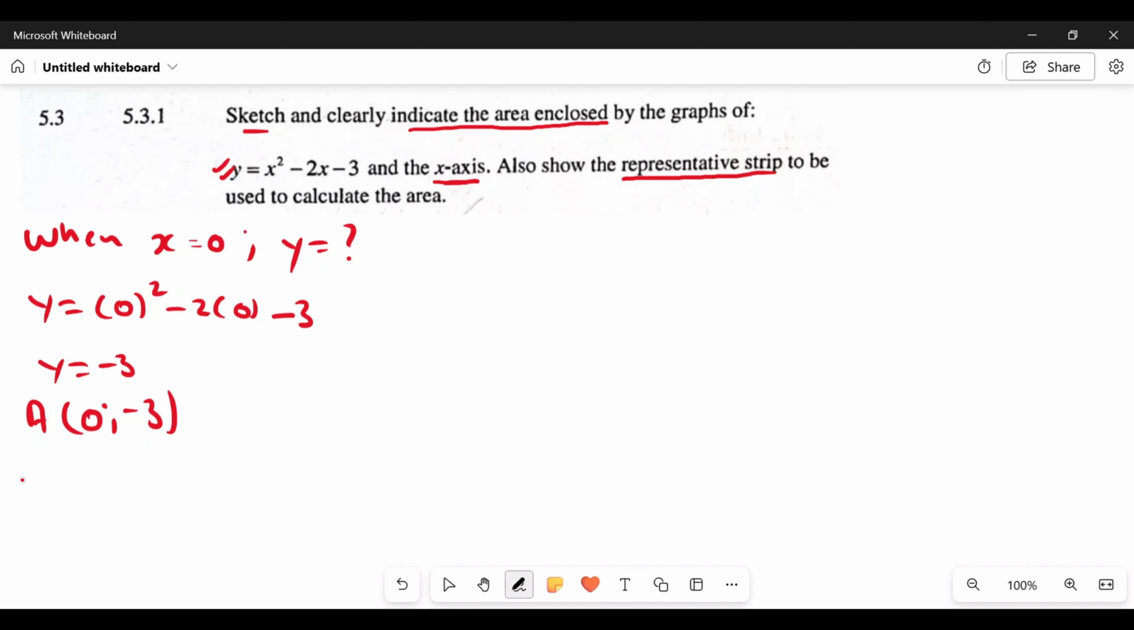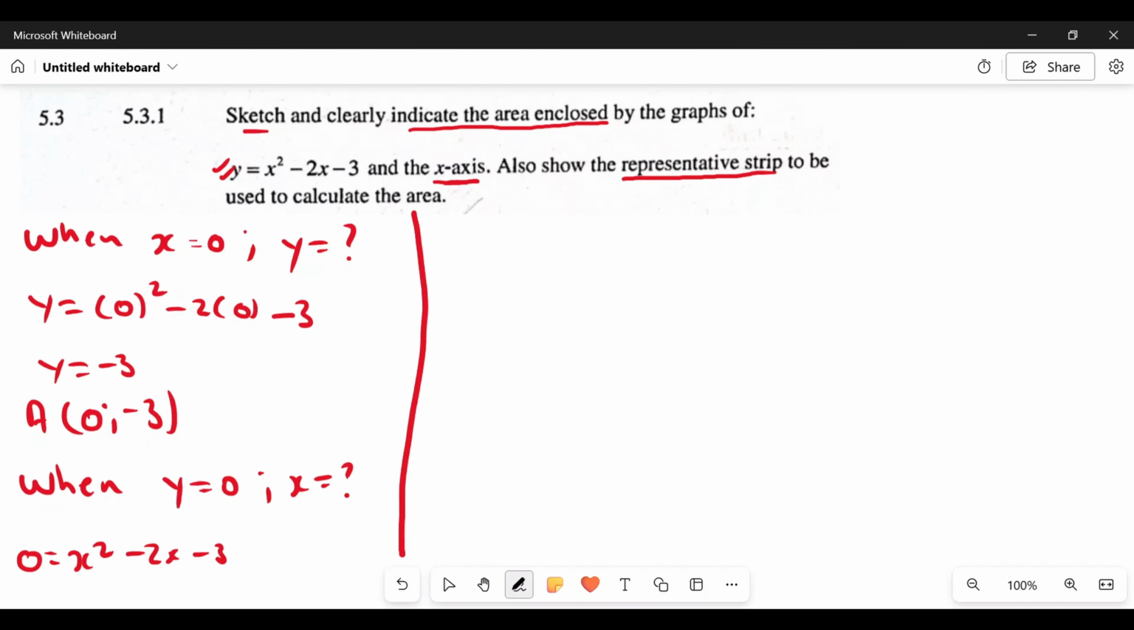It's time for us to find x when y is equal to 0. From the original equation, wherever there is y, we must substitute with 0. So we can say 0 is equal to x squared minus 2x minus 3. From here, we need to solve for x. So let me create a little bit of space here. We can factorize here, and this is equal to 0.